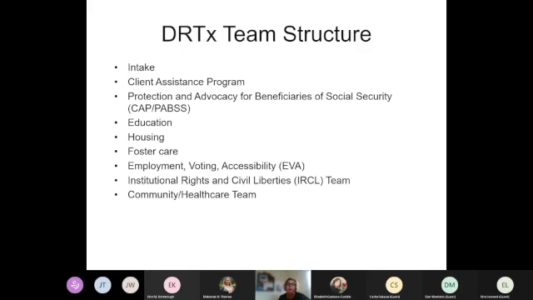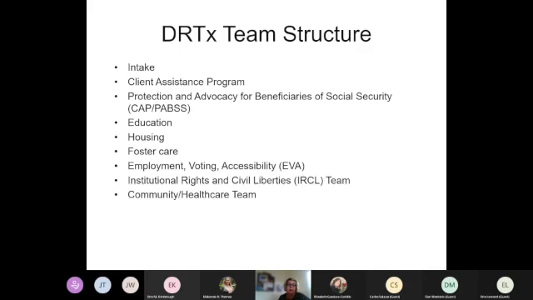We do not have the funding right now to help people get on Social Security, and we also don't represent individuals in family or criminal type cases. But we do work with a lot of other, I think, significant life needs, if you could call it that, including education, housing, foster care. And I mentioned the EVA team, employment, voting, and accessibility.